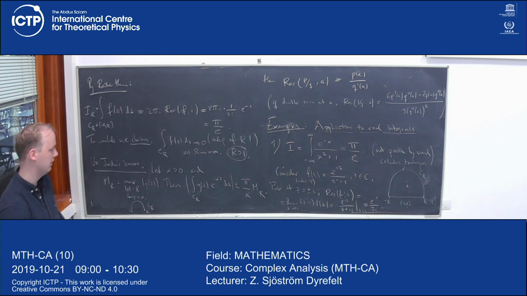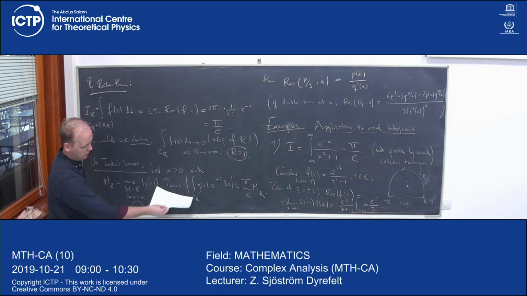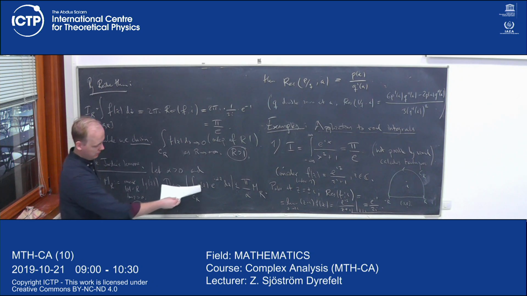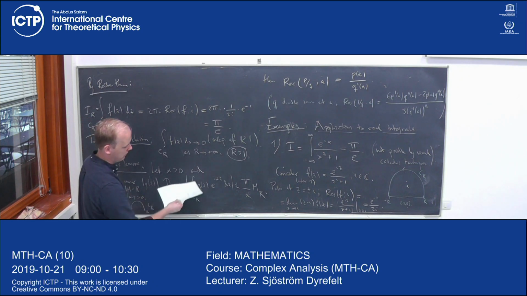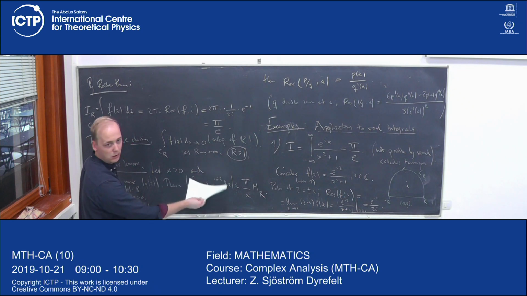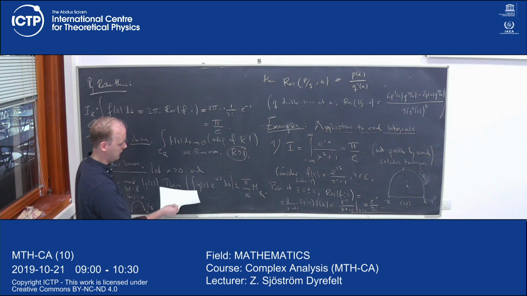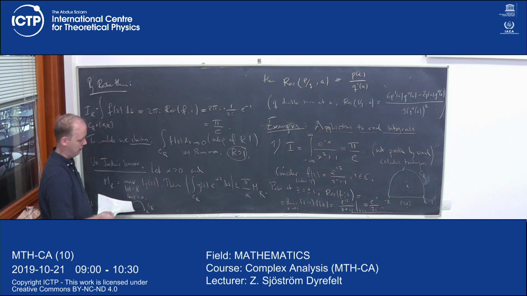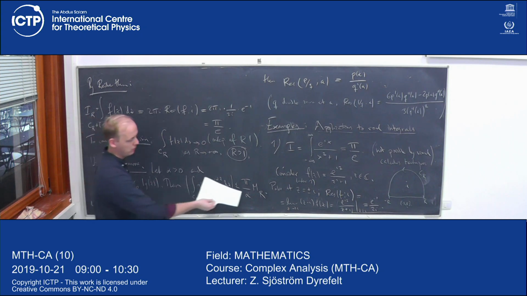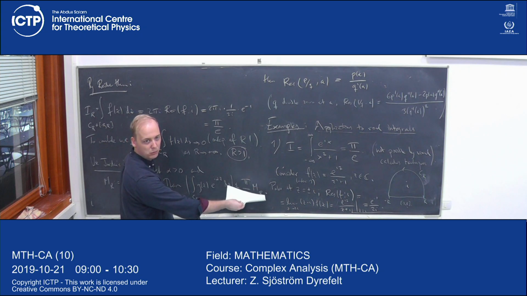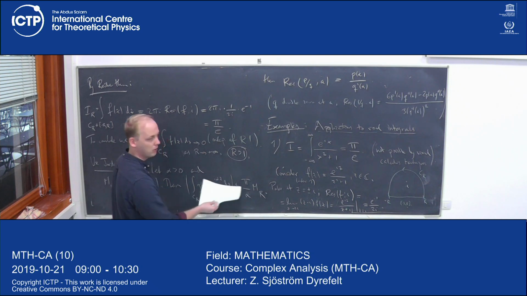And in the application, how do you apply this? As long as you're integrating something of this form. In our case, g(z) is 1 over z squared plus 1. And then the maximum of this is bounded by 1 over R squared minus 1, which goes to 0 as R goes to infinity. So you have this and you want to apply it.